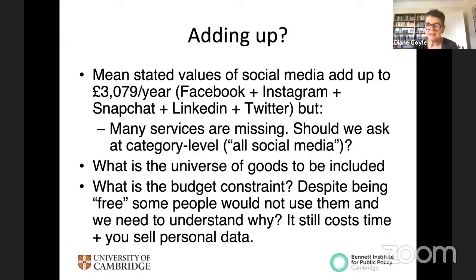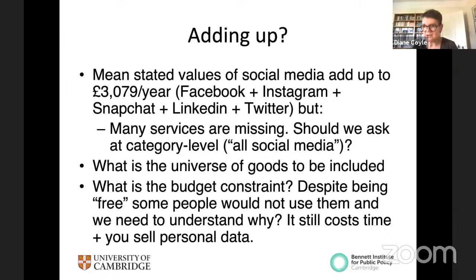We thought about categories in the sense of, should we ask about social media or should we ask about Facebook and Twitter separately? And again, if a separate service such as Facebook had a lot of users, we included it separately. But if it was a broader service with no high usage for any individual example, then we used the category. So online maps would be an example there. And so there's a question about the category level. Which of those is the correct one? And what's the universe of goods that we should be including here?